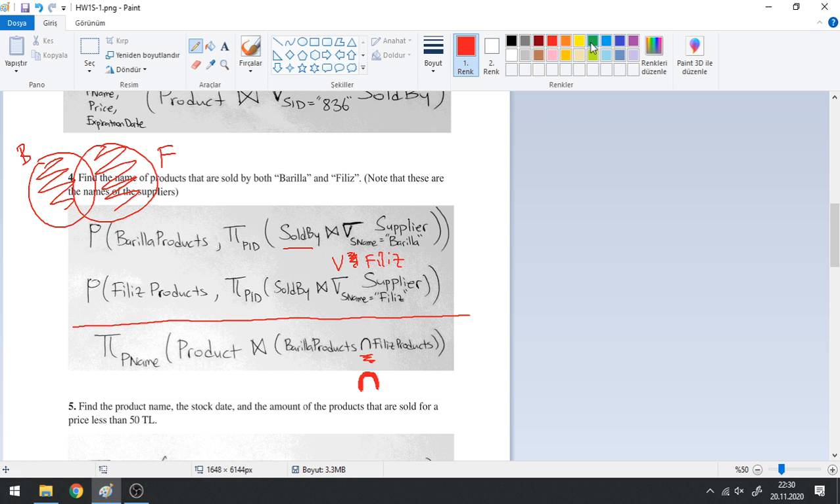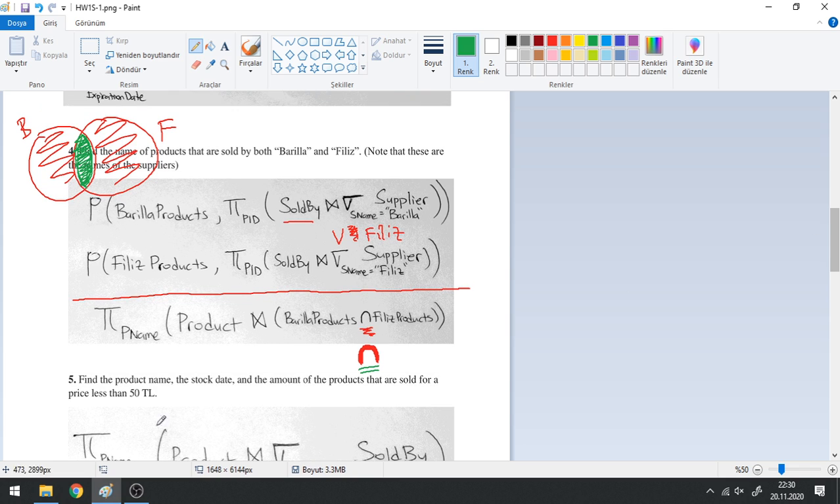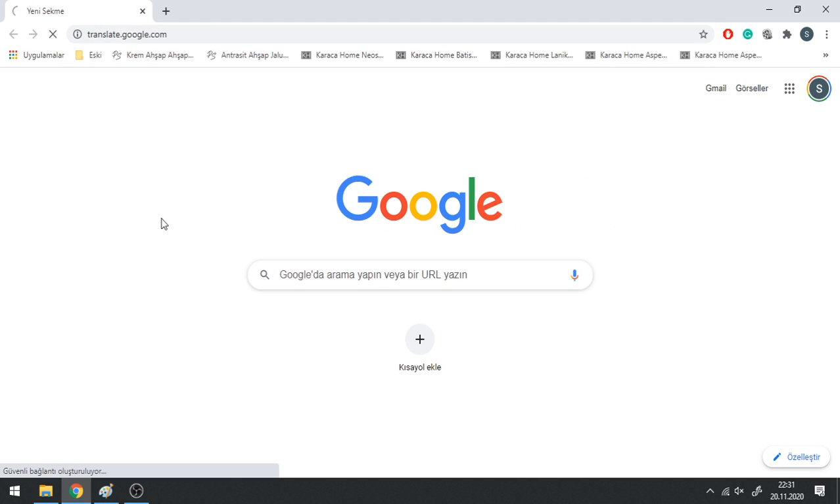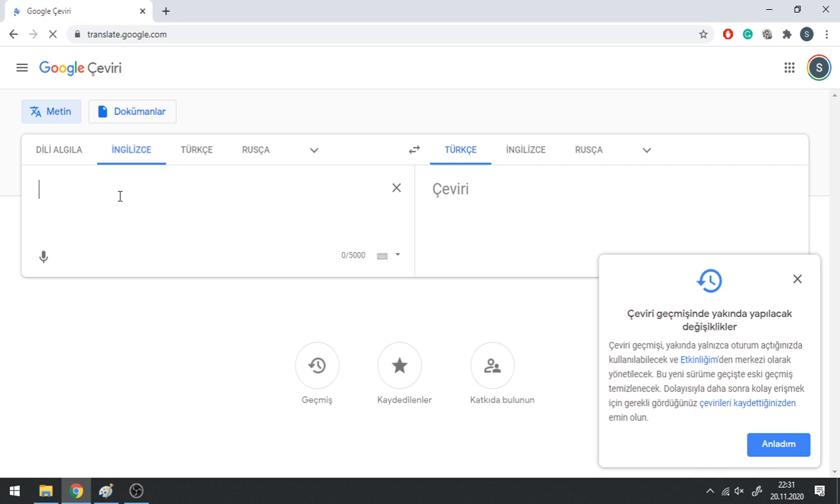What we are interested in actually is this area, the common part. So in order to get that, we need this set operation. So let me just quickly look at that. Otherwise it will kind of get nonsense.